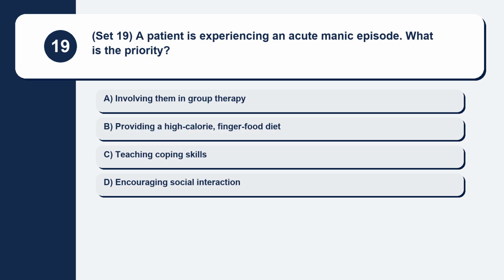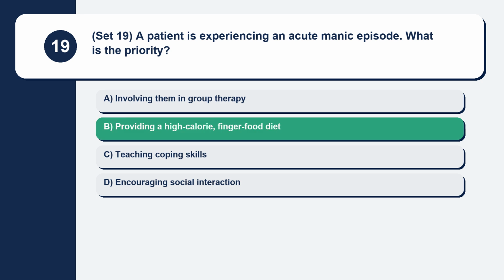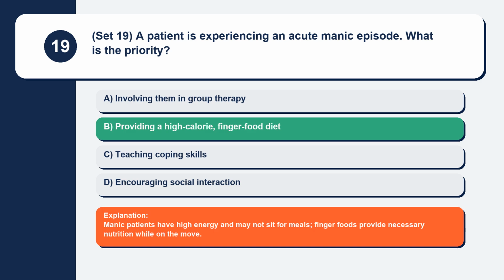Question 19. Set 19. A patient is experiencing an acute manic episode. What is the priority? Involving them in group therapy, providing a high-calorie, finger food diet, teaching coping skills, encouraging social interaction. Manic patients have high energy and may not sit for meals. Finger foods provide necessary nutrition while on the move.